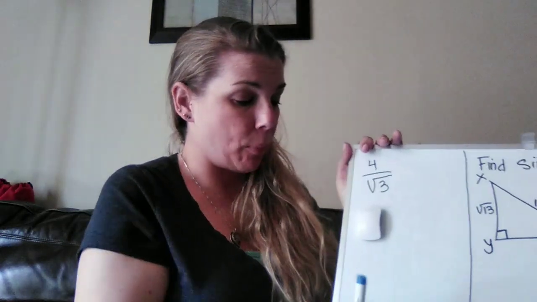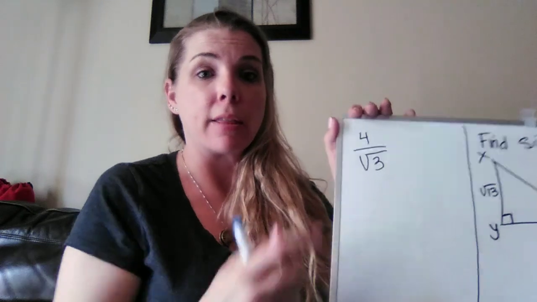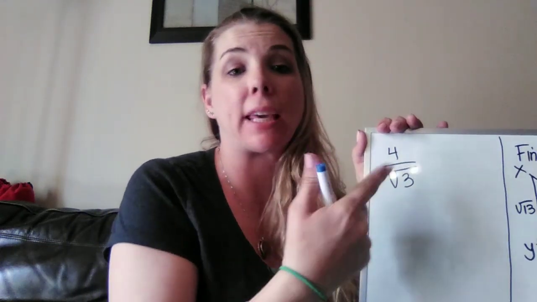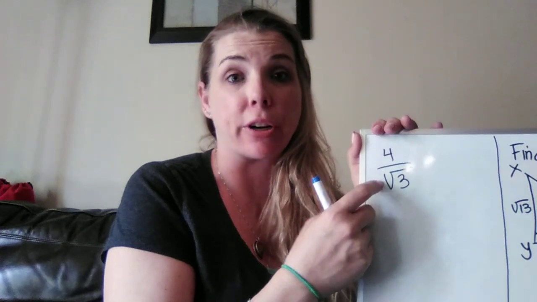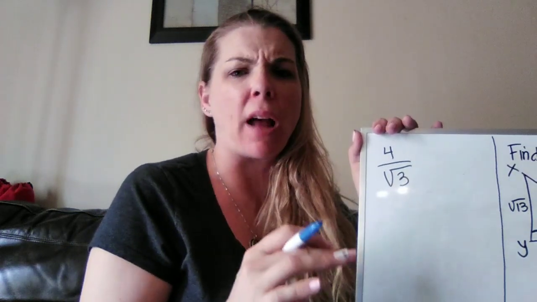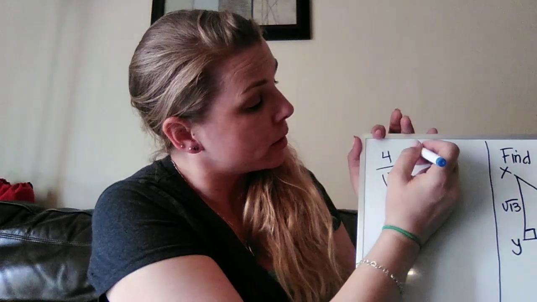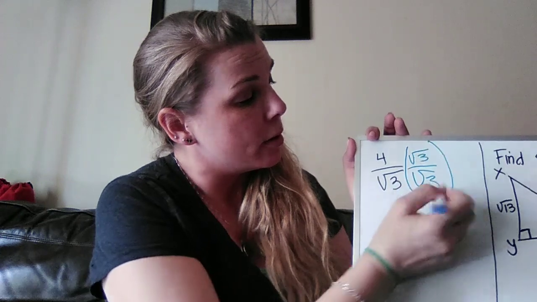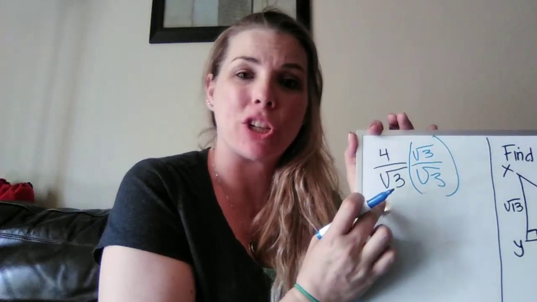So say you guys get problems like this one right here, and you have to simplify it. You can't keep the square root in the denominator. Okay, so what you have to do is multiply it by a 1, but it's going to be an ugly looking 1. It's going to look like root 3 over root 3, because the root 3 is what's giving you issues.